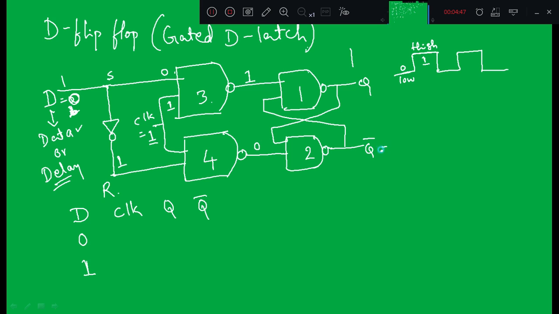So Q bar is equal to 1, and this is applied to one of the inputs of the first NAND gate. So 1 NAND 1 is equal to 0. That means when we apply the control input and D is equal to 0, the flip flop will store 0. The value the flip flop stores is indicated by the Q output. If Q is 0, then the flip flop stores 0. If Q is high, then the flip flop stores 1.